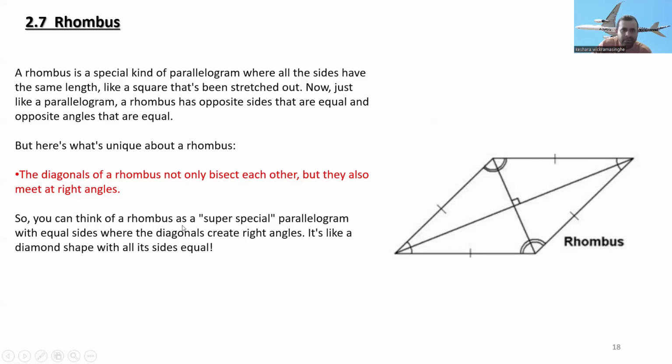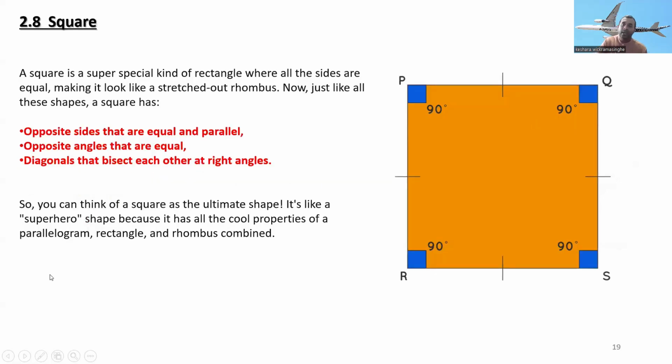So you can think of a rhombus as a super special parallelogram with equal sides where the diagonals create right angles. It's like a diamond shape with all its sides equal. Okay, this is a rhombus. Now let's go to the square. The square is a super special kind of rectangle where all the sides are equal, making it look like a stretched-out rhombus.